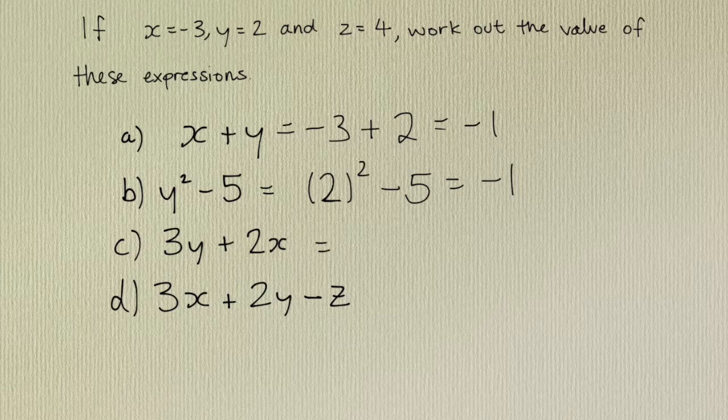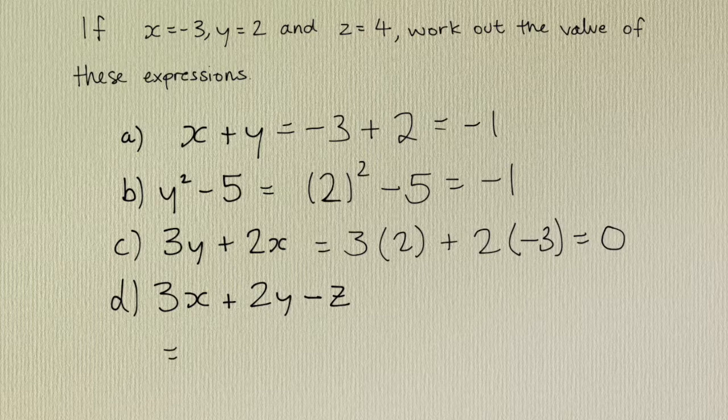My third example here is 3y plus 2x. So start writing out your expression, 3, and then when you get to a letter, write your brackets. y equals 2, so put 2 in there for the y. Then 2 bracket, value of x is minus 3. So that will be 3 lots of 2 is 6, plus 2 lots of minus 3, minus 6, so 6 plus minus 6 will be 6 take 6. 6 take 6, that's 0.